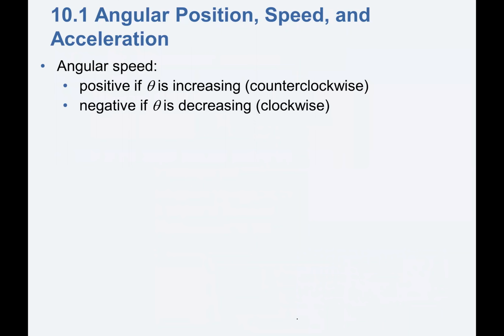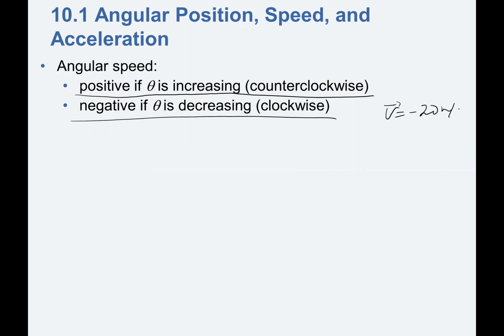Again, so let's summarize. Angular speed is positive if theta is increasing, which means it's in a counterclockwise direction, and negative if theta is decreasing, which is clockwise. Kind of very similar to the linear, right? When we would have said velocity equals negative 20 meters per second, let's say you put the x over there, that means it's a horizontal velocity, 20 meters per second speed, and negative the direction, that means moving to the left.